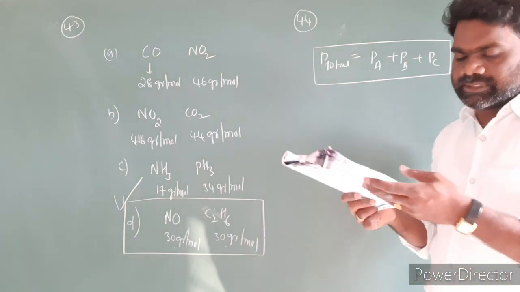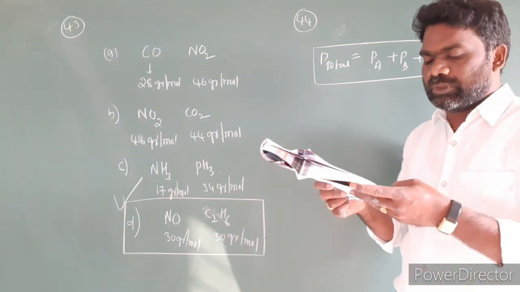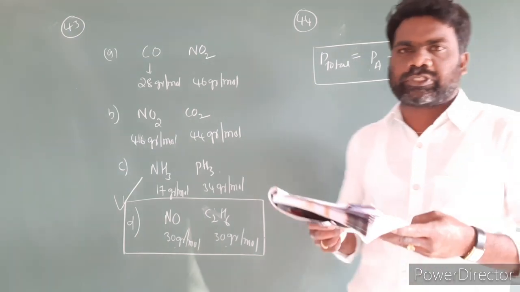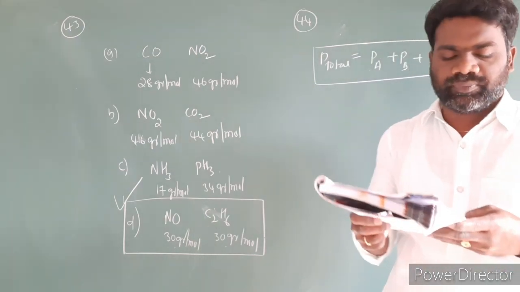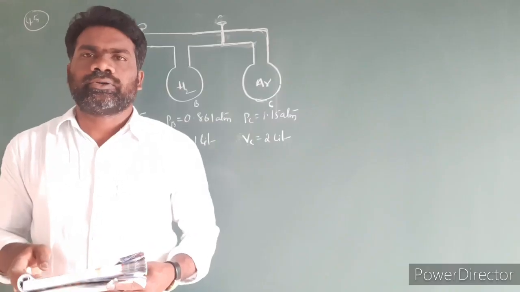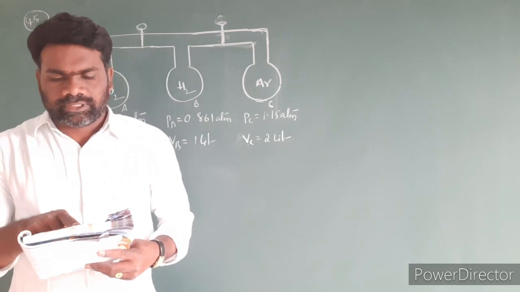So let us look at the options. First option, P is equal to Pa plus Pb plus Pc. So for question number 44, the first option is correct according to Dalton's law of partial pressures. Next, question number 45. Look at question number 45.